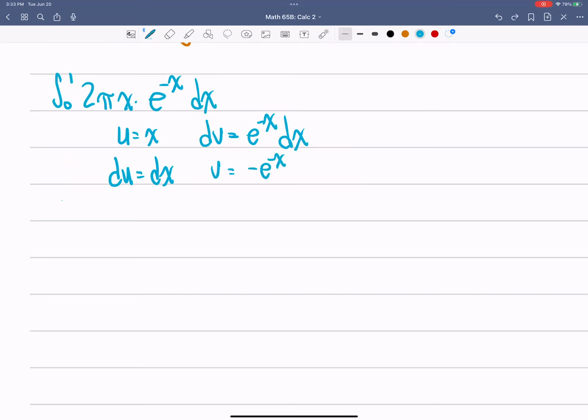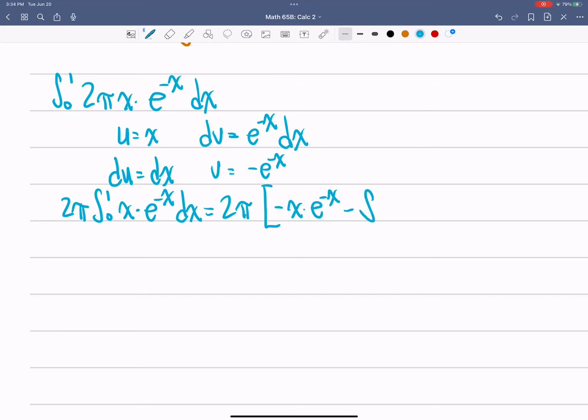So let's factor out that 2 pi. We're integrating from 0 to 1. And we have x times e to the negative x dx. That's going to be equal to 2 pi times uv, so negative x times e to the negative x, minus the integral of v du, negative e to the negative x dx, which we can make this positive. And there we go. We could keep going.